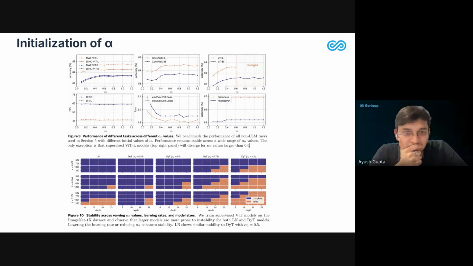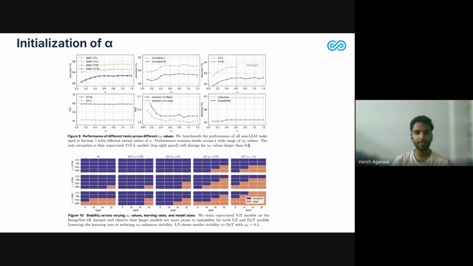They found that in non-LLM tasks, the variation of alpha did not really matter at all. They're getting similar results all throughout, except in one case, which was in ViT-L. And they found that after a value of 0.6, the model starts to diverge. They also tested it across various learning rates and model sizes, as you can see from this bottom diagram. The blue ones are the completed ones, and the yellow ones are the failed ones, right?